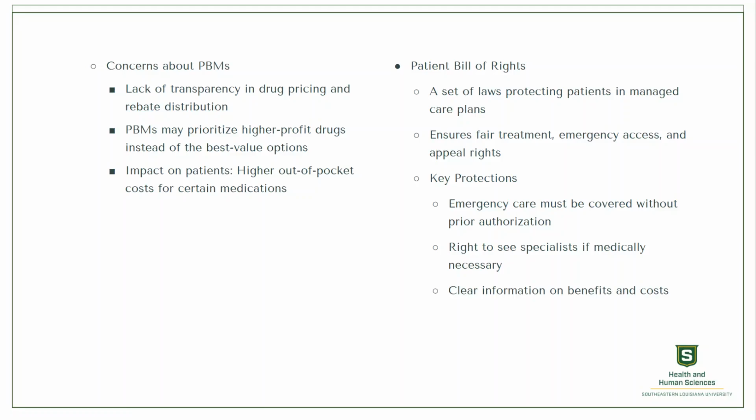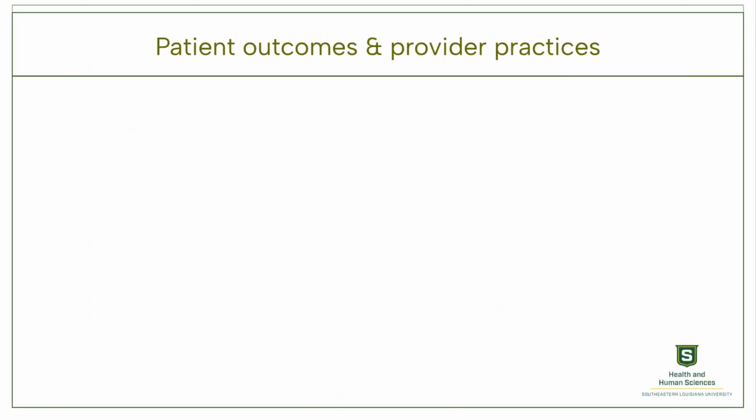And there is clear information on the costs of medications or costs of procedures or costs of treatment and the benefits that are associated with them. It also prohibits discrimination based on pre-existing conditions. A lot of that came with the Affordable Care Act.